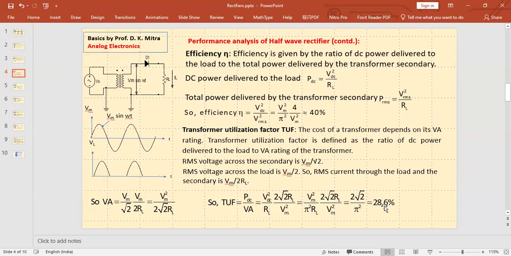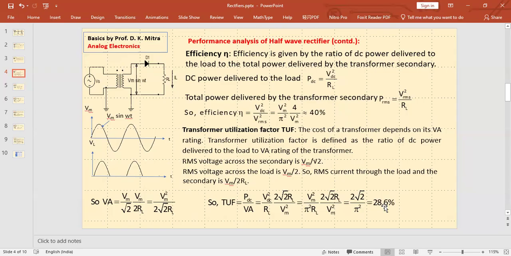which is 28.6%. Once again, this is pretty poor. That means if you buy a transformer of 100 VA, then this rectifier can supply only 28.6 watt DC to the load. It is less than one third, right?